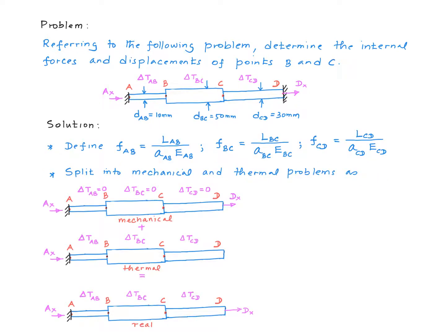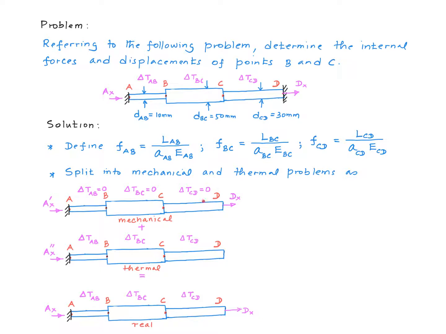Now we're going to invoke the principle of superposition and split the problem into a mechanical and a thermal problem. In the mechanical problem, we put this support reaction at point D as an external force on this rod, but we assume that there are no changes in the temperatures. In the thermal problem, we remove the support reaction D_x, but we put the temperature changes for each of the segments. If we add the two, we have the real problem where there is a support reaction D_x and the temperatures are changing within each of the segments.